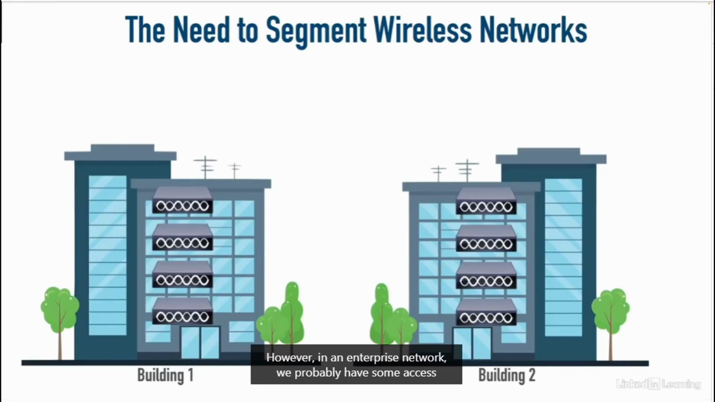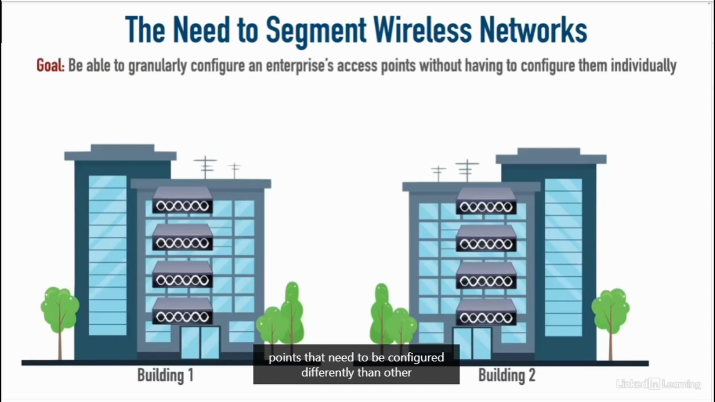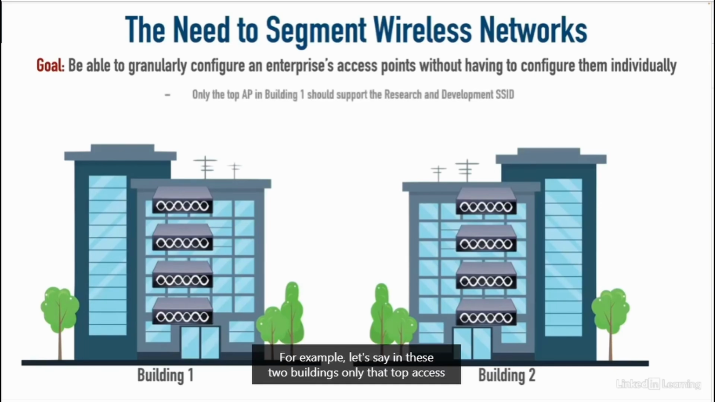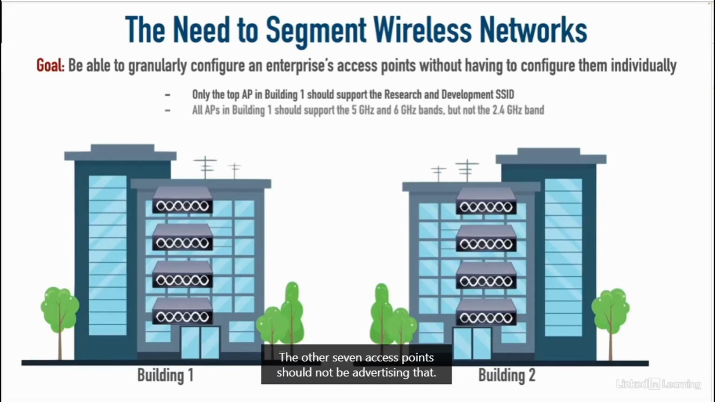However, in an enterprise network, we probably have some access points that need to be configured differently than other access points. So the goal is to have a granular level of control on our enterprise's access points without having to go to the extreme of configuring them individually. For example, let's say in these two buildings, only that top access point in building 1 should be advertising the SSID, or the wireless network name, for the research and development department. The other 7 access points should not be advertising that.